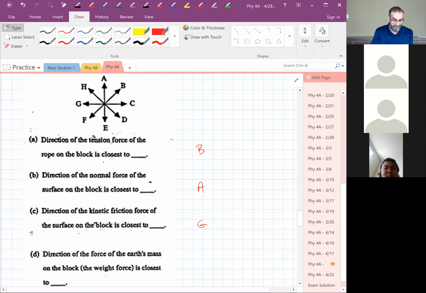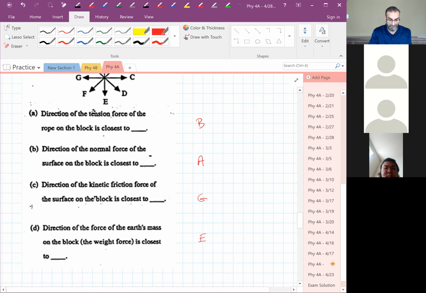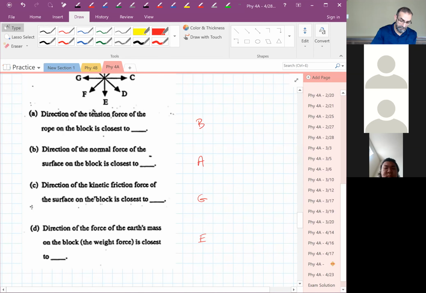And gravity. The weight of the object would be toward the center of the earth. Gravity pulls towards the center of the earth. E in this case. Okay, we okay with that? All right, let's make it a little more interesting.